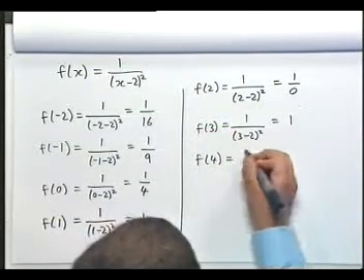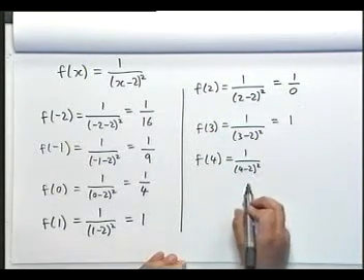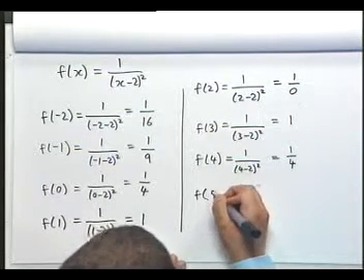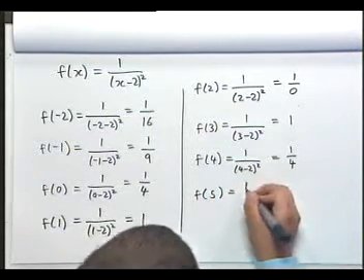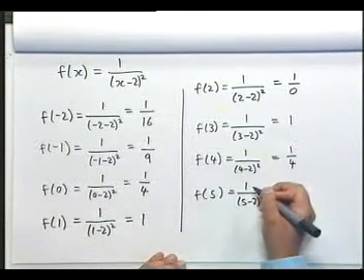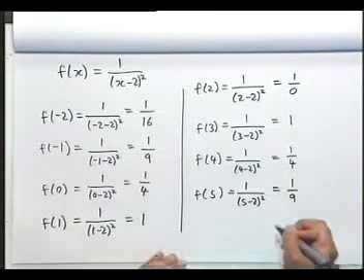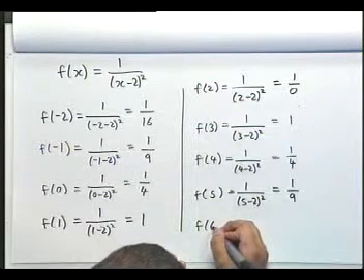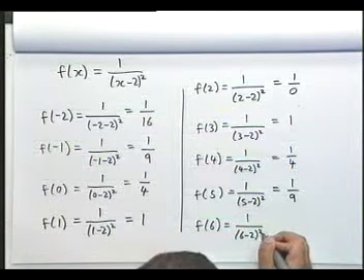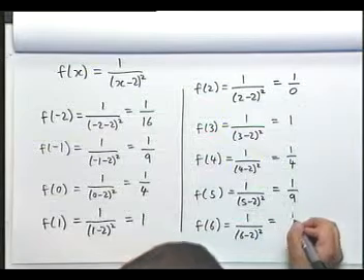f of 4 gives us 1 over 4 minus 2 all squared, which gives us 1 over 4. f of 5 gives us 1 over 5 minus 2 all squared, which gives us 1 over 3 squared, which is 1/9. And finally, f of 6 gives us 1 over 6 minus 2 all squared, which is 1 over 4 squared, which works out as 1 over 16.